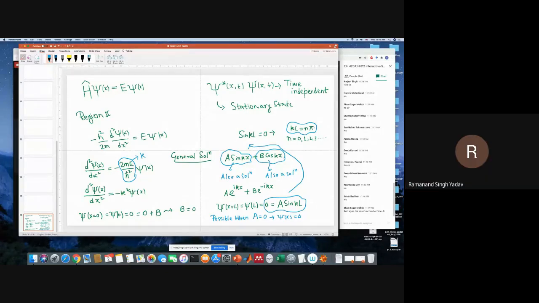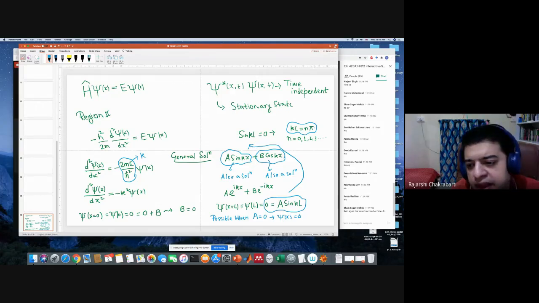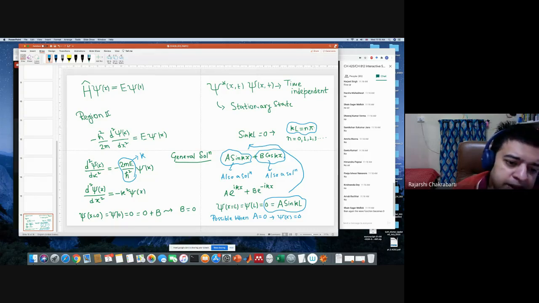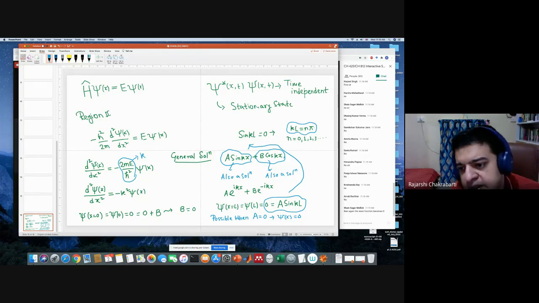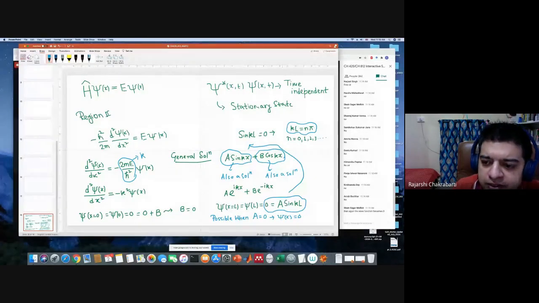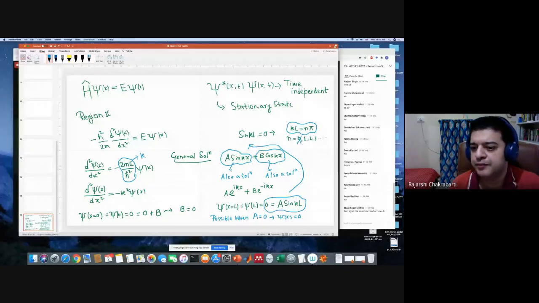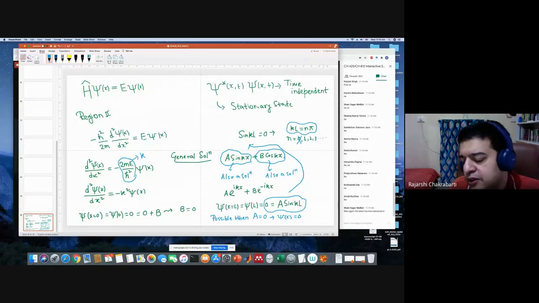So the point is that if, for this particular problem, I choose n equal to 0, which is mathematically possible, and use this value of n, then the wave function becomes 0 inside the box, which is not acceptable. So for us, we cannot take the value n equal to 0. We will take only values like 1, 2, 3. n is an integer, but starting from 1, 2, 3, 4, 5, 6. Is this clear?